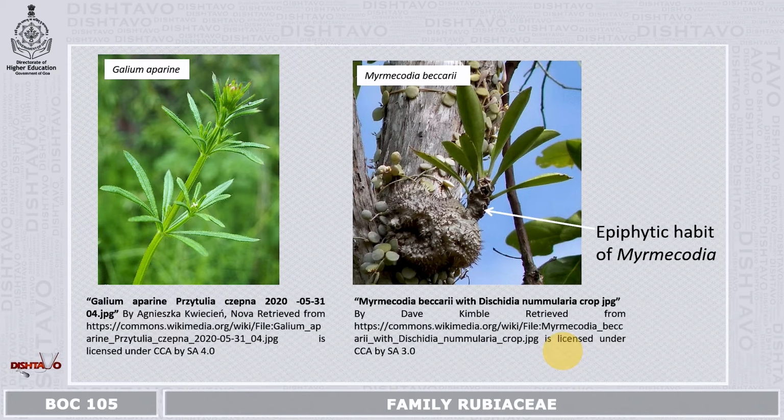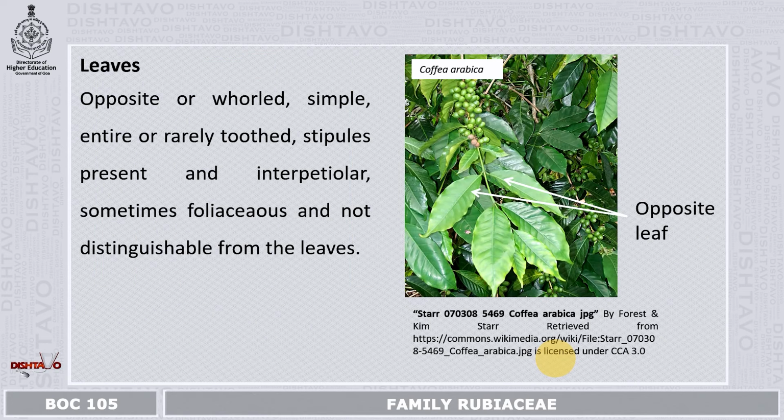On this slide, you all can see the herbaceous habit of Galium aparine and the epiphytic habit of Myrmecodia. This plant grows on another host plant as an epiphyte. Coming to the leaf characters, leaves are opposite or whorled, simple, entire or rarely toothed, stipules present and interpetiolar, sometimes foliaceous and not distinguishable from the leaves.